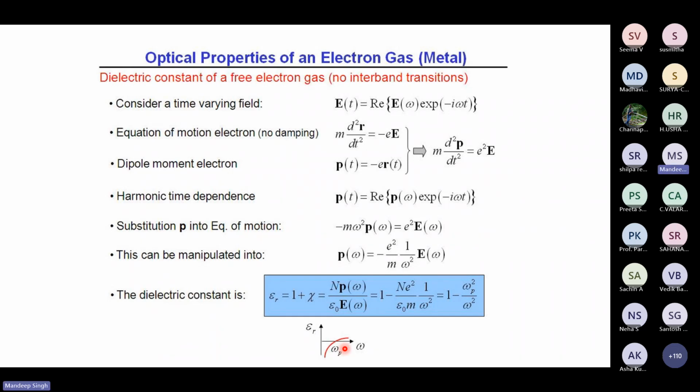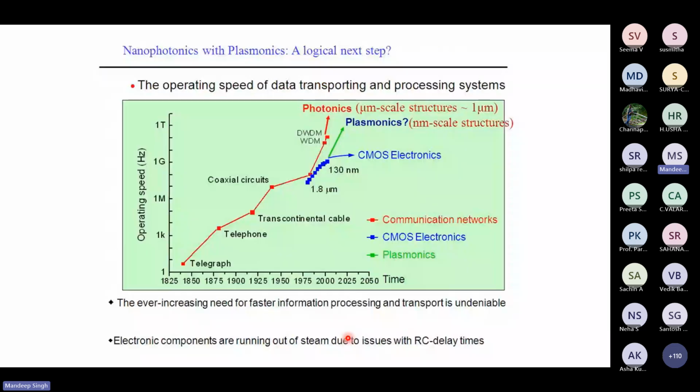As I told, there are websites where you can put the material name and get these graphs, and you can see the positive region and negative region very easily. Okay, so now let us summarize. Why are we using nanophotonic sensors with plasmonics? The only reason is the operating speed.